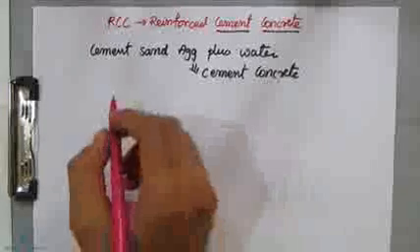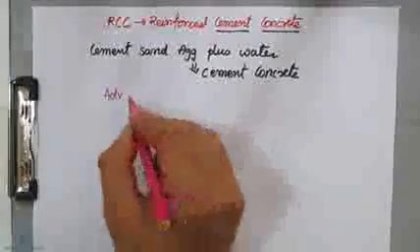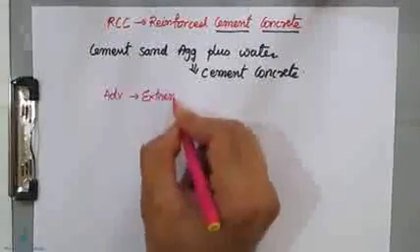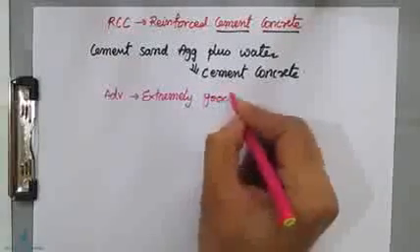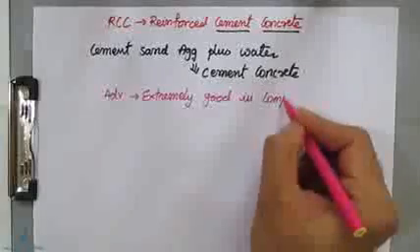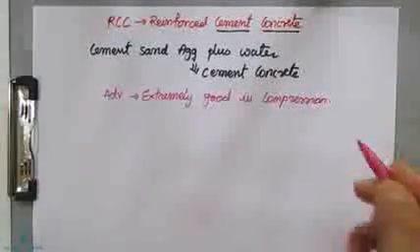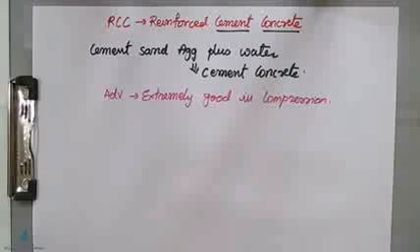So the biggest advantage, I will write down here, is that it is extremely good in compression, right? Extremely good in compression. You have seen this. For this we cast a cube of standard size and then we test it in the compression testing machine. If you want to watch the video of that particular CTM, I will share it in the description box. You can check out that video. So the advantage of concrete is it is very good in compression, but as it has one advantage, the biggest disadvantage is also present.